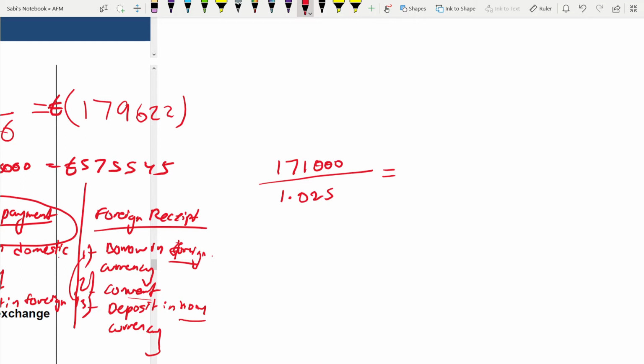166,829. This amount is still in US dollar only. That's why I always write dollar, so that you don't forget which currency it is in. It is not yet converted into euro. Now you convert it. Convert this to euro. Next step.